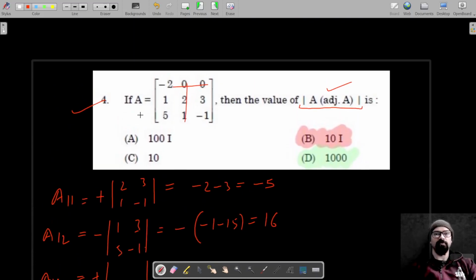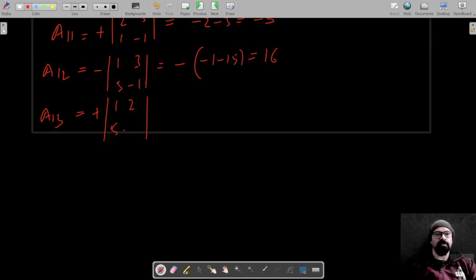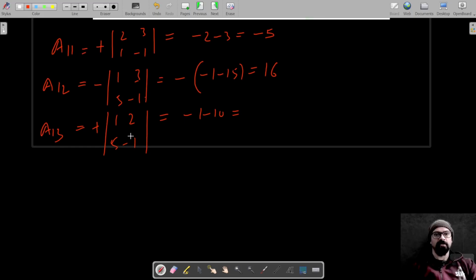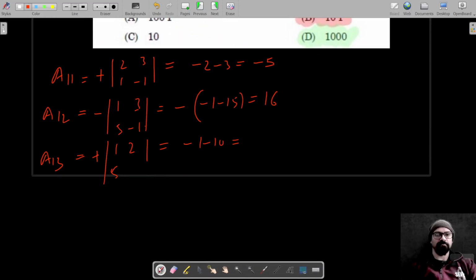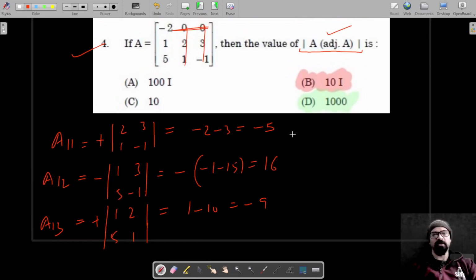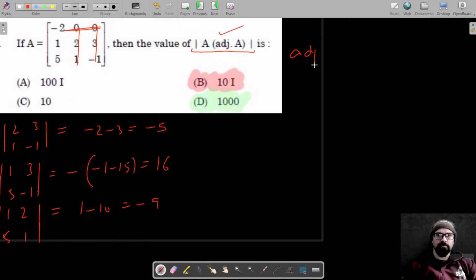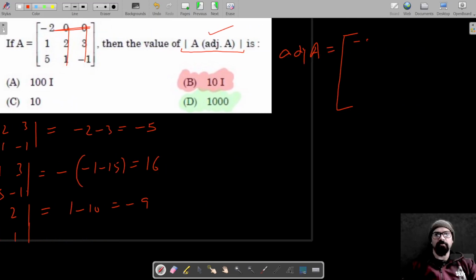For the third one, A13, remove the row and the column for that, and it's 1 2, 5 and negative 1. So this is now negative 1 minus 10, which is equal to negative 9. And to get the adjoint of A, we will write these cofactors in a column. So negative 5, 16, and negative 9.